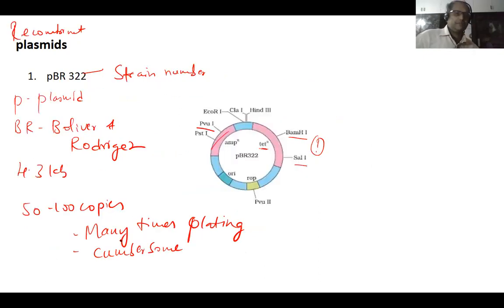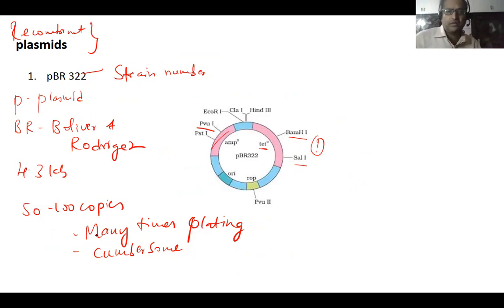Now, coming to the plasmids. What we are discussing are recombinant plasmids. That means we already modified them in the lab, so we constructed them in the lab. That's what we are understanding. Recombinant is the title, so we have to put it as recombinant plasmids. The first one is pBR322. We are learning pBR322.